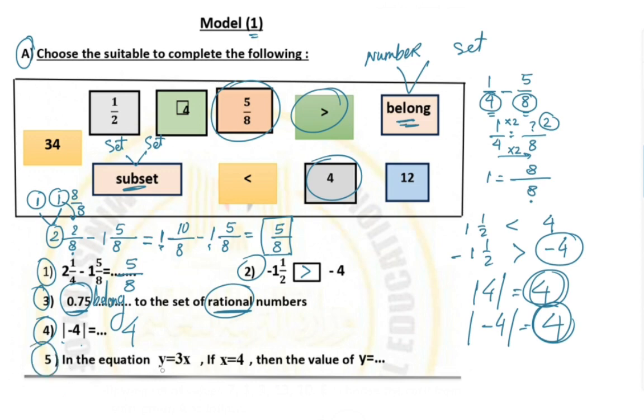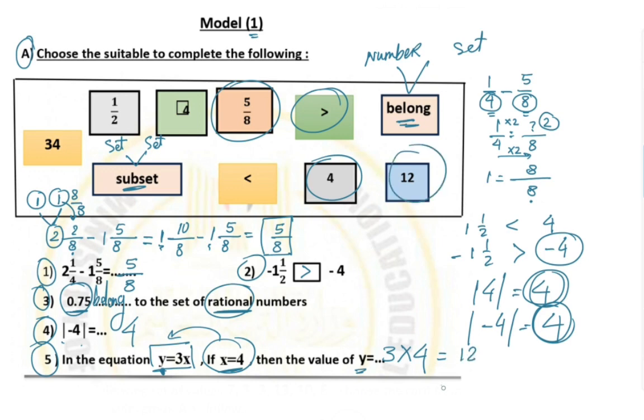Last point here, we have 5. In the equation y equals 3x, if x equals 4, then the value of y equals what? Now we have an equation and we substitute. I will substitute x equals 4 here. Why? To get the value of y. Look with me. Here we have y equals what? I know that y equals 3x, and x equals 4. So 3x means 3 times x. X equals 4. So 3 times 4 equals 12. Look here, you have 12.